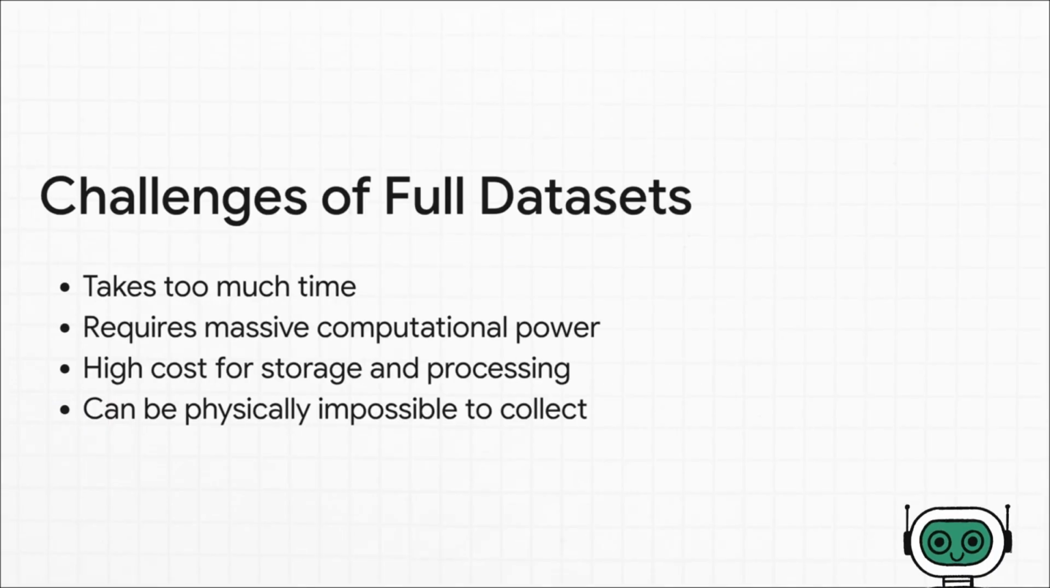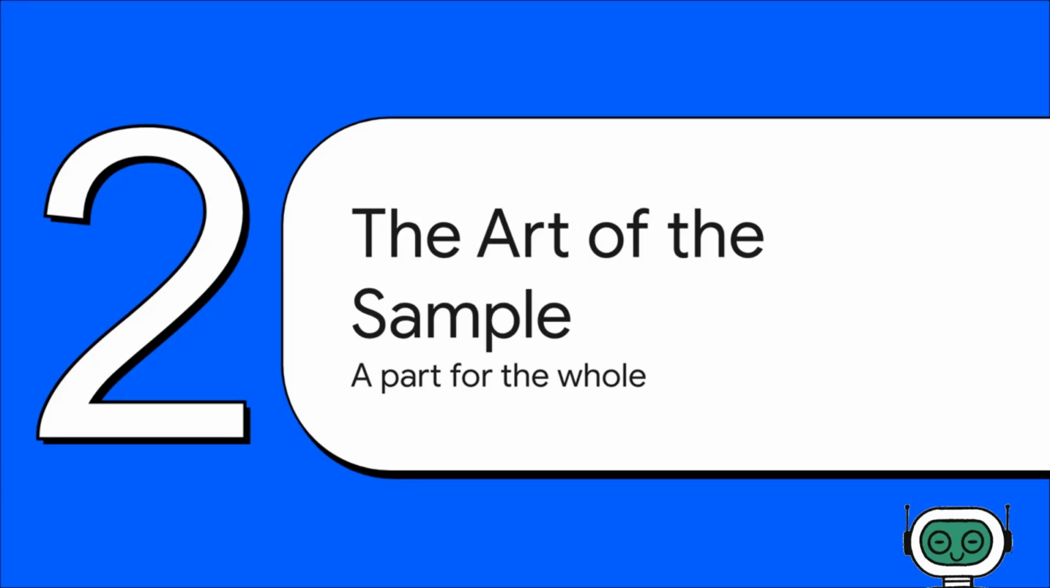The problems really stack up pretty quickly. It takes way too much time, it needs a ton of computational power, it costs a fortune to store and process, and sometimes, like with the city example, it's just physically impossible to get everything. And that brings us to the elegant solution, the art of the sample. It's a simple concept that's incredibly powerful.